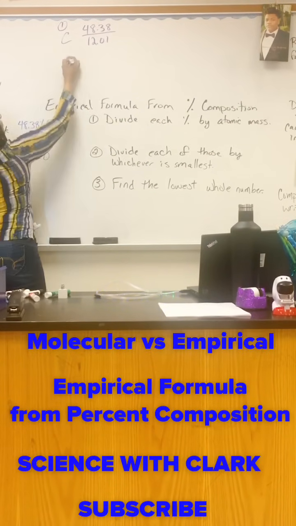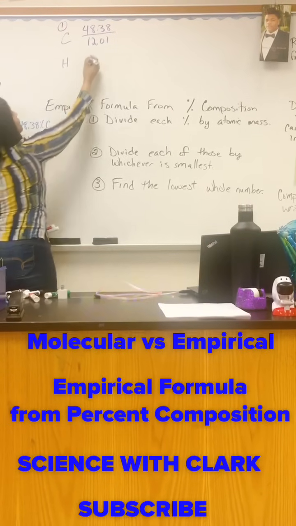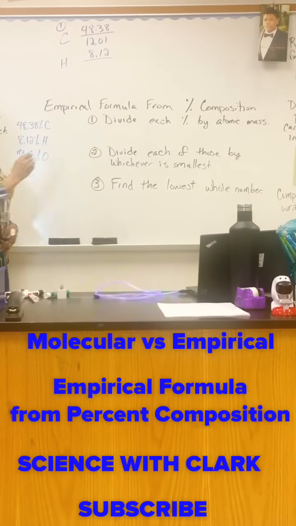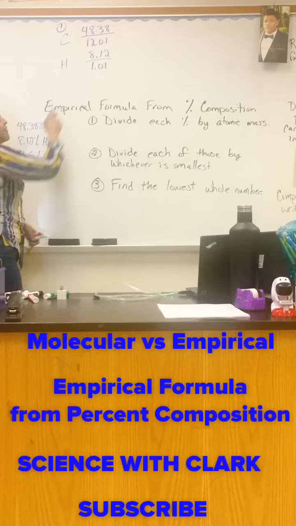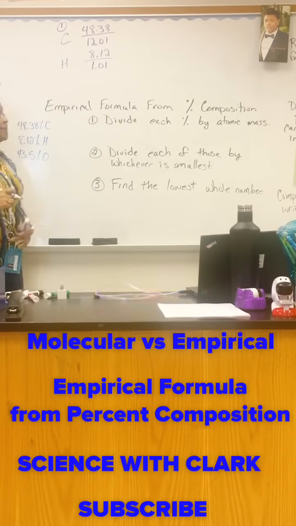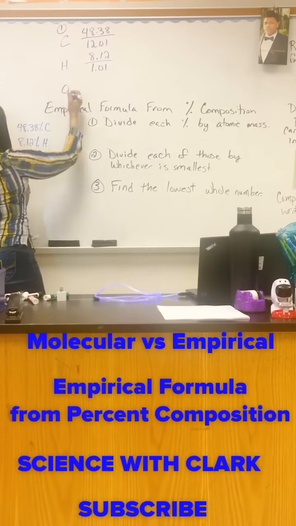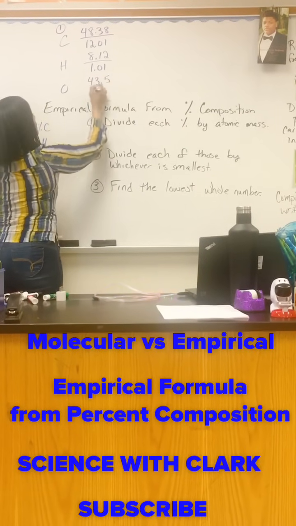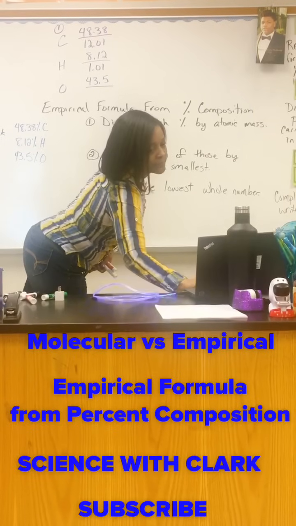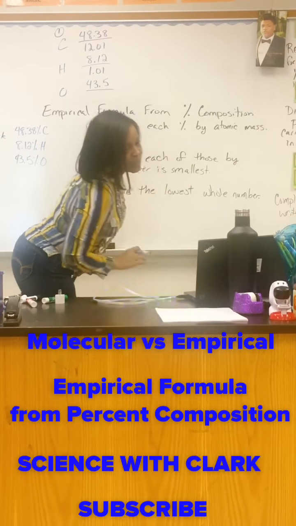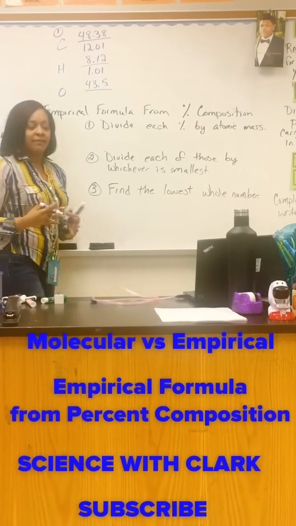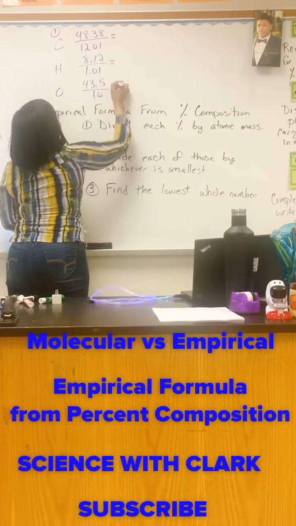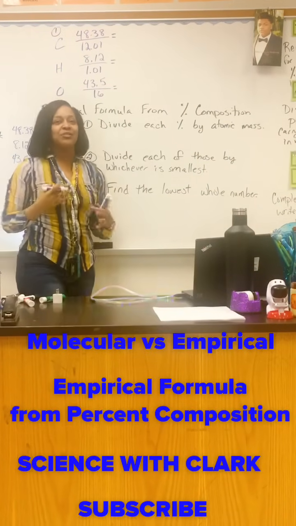Now, for hydrogen, what do I have for its percent again? 8.12. And we divide that by what? 1.01. Very good, 1.01. And we got that atomic mass again from the periodic table. Finally, we're going to look at oxygen, and its percent here is 43.5. And what is its weight? 16. Okay, I just want to pull up my periodic table because sometimes y'all give me wrong stuff. Okay, so 16.